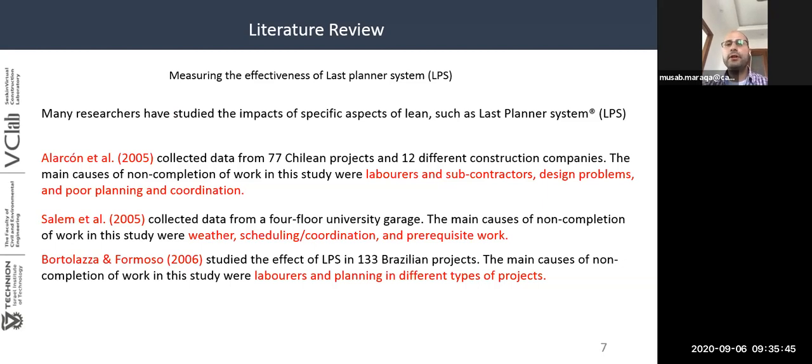Used the same methodology for different projects, and he found that the main causes are weather, scheduling, coordination, and prerequisite work. Bortolaza and Formoso executed the same methods to measure the effect of the last planner system in Brazil. He found that the main causes for non-completion of work are also laborers and planning in different types of projects.